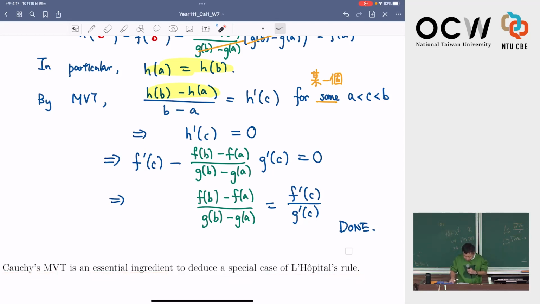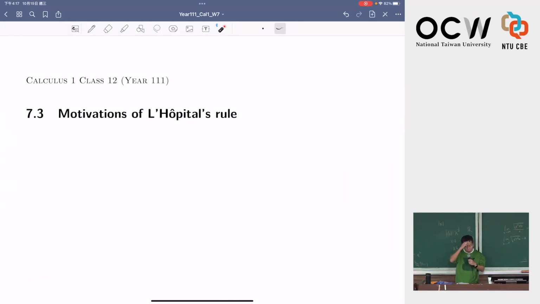So let us turn to the next page. Which special case am I going to deal with? The special case that I'm going to deal with is called the 0 over 0 case. So special case, 0 over 0 case, okay? So I need to assume a few things. The situation is the following.